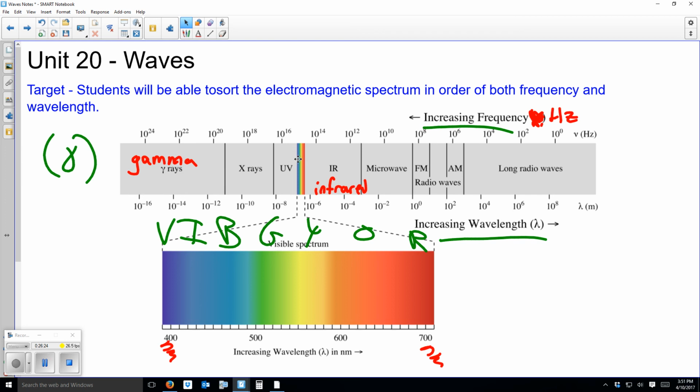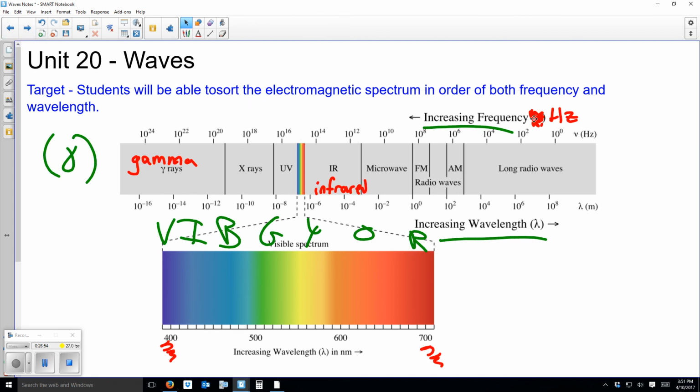So really being able to rank those is your biggest thing, and realizing where stuff is bigger or smaller than we could see, because we just fit right in there. You don't have to be able to divide into FM, AM, and long radio waves. Just recognize this as radio waves as a whole. And certainly don't worry about any of those numbers. Don't worry about where those lines fall. Just know the order. We talked about each individual one.